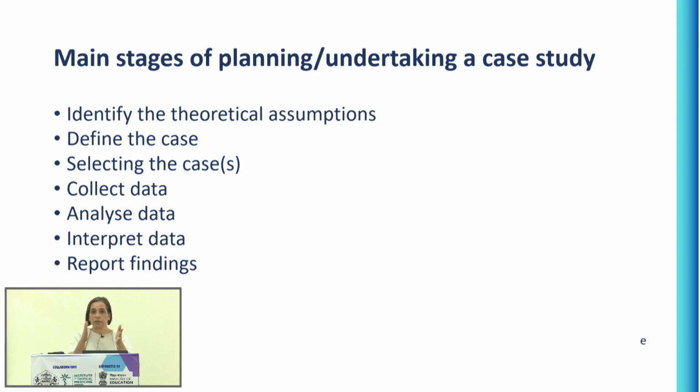So you identify the theoretical assumptions. In other words, the assumption driving this was that peer support helps people deal with a condition, a long-term condition. You then define the case. So what is it? What is my case? It is this notion of peer support or the peer support network. And you select your cases, right? Because you can't study absolutely all peer support networks. You're going to have to find a particular type, and you're going to have to compare like with like, for example. Then you collect your data, you analyze your data, you interpret it, and you report findings.